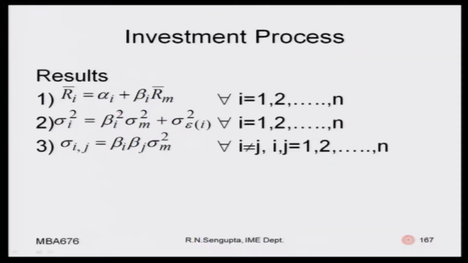So, if you find the first expected value, you have this equation where R bar, or the expected value of R, whether it is stock 1, stock 2, stock 3, is equal to alpha with a suffix depending on the stock number, plus beta with the suffix stock number into R bar m.